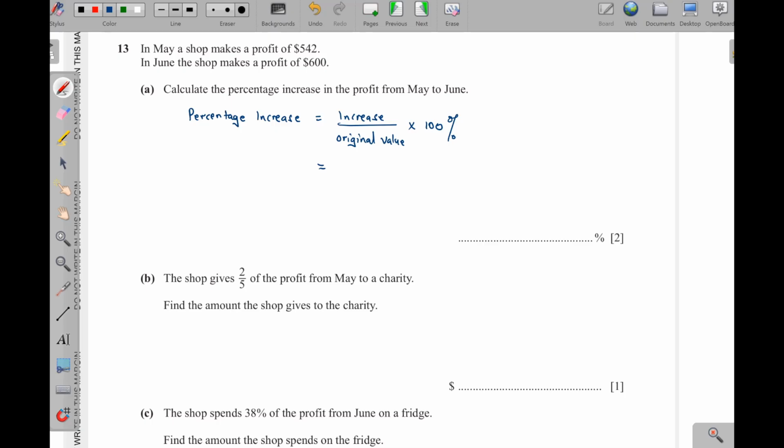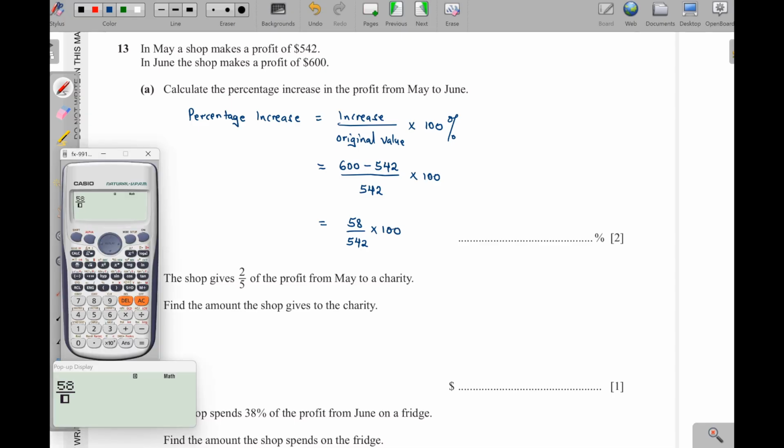Now, the increase is going to be 600 minus 542, which gives us 58, right? Then divide by the original value, which is 542, then times 100. So this one is 58 out of 542 times 100. 58 divided by 542, then times 100. That one will give us 10.70110.